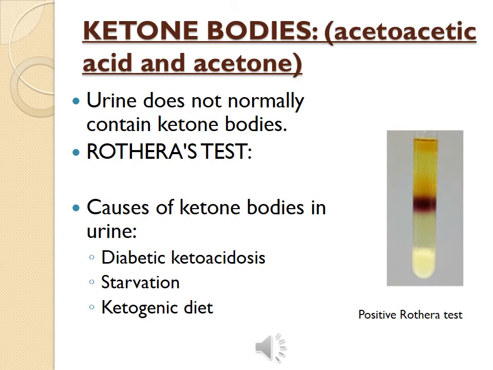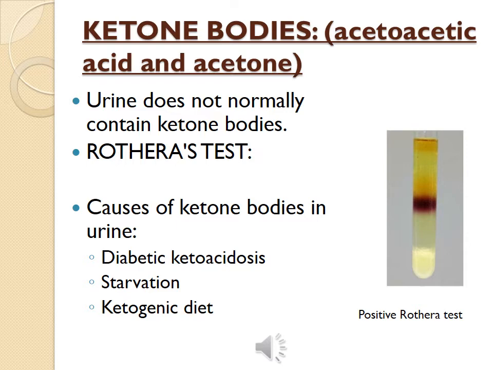The last chemical test is for ketone bodies. A normal urine does not contain any ketone bodies. What is the test for ketone bodies? Rothera's test. Don't need to know the procedure. Just remember, if you see this bright violet color or bright purple color as shown in this picture, this is a positive Rothera test. If you do not see this purple color, it is a negative Rothera test.